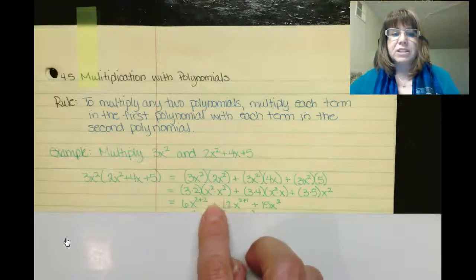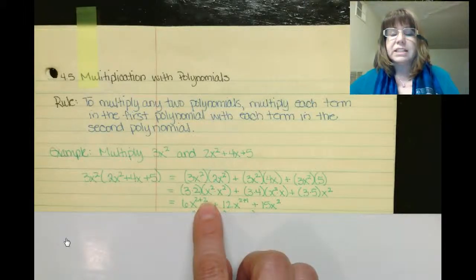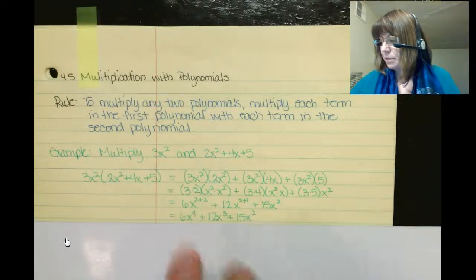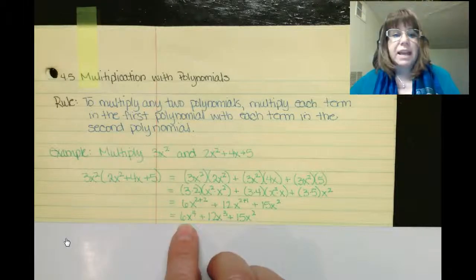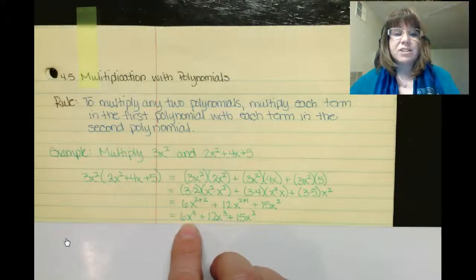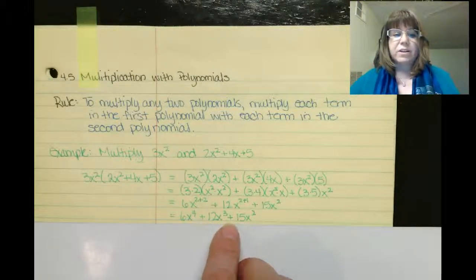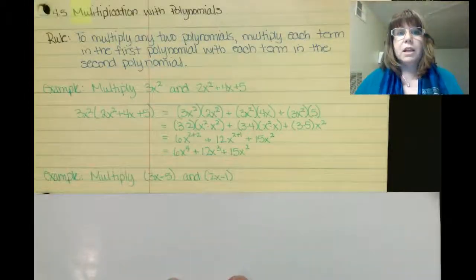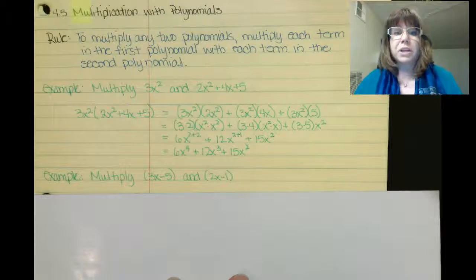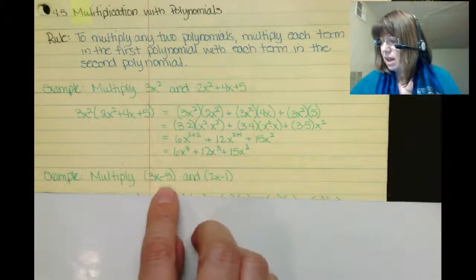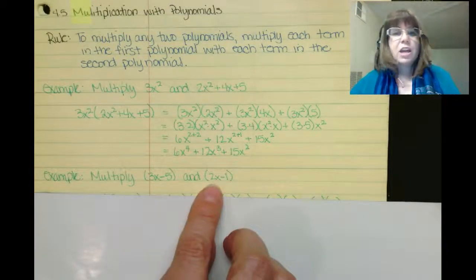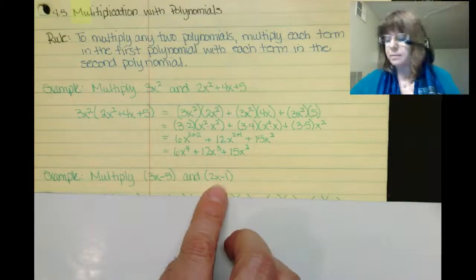Now the last thing I just need to do is to do this little addition of the exponents. So my final answer is going to be 6x to the 4th plus 12x cubed plus 15x squared. Let's try a little bit more complicated problem. Let's do two binomials, 3x minus 5 multiplied by 2x minus 1.